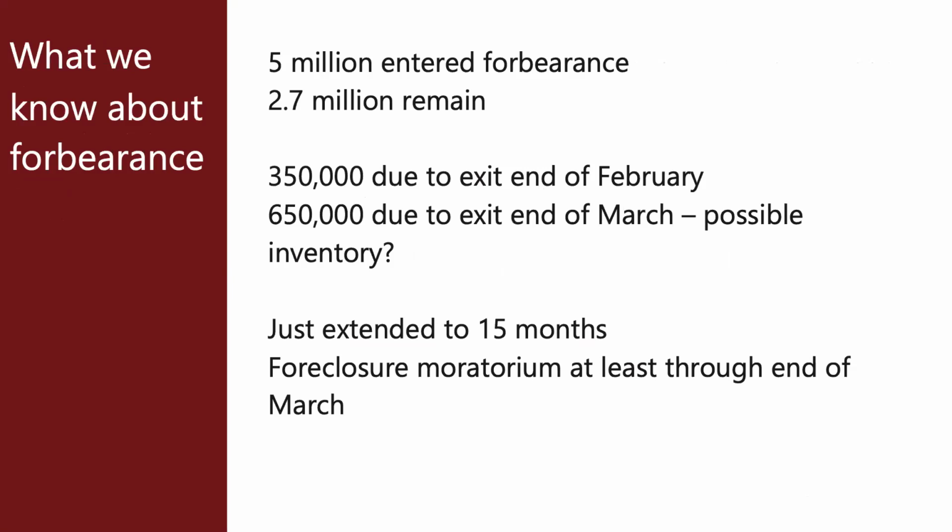Okay, so as I mentioned, 5 million went into forbearance. 2.7 million are still in that forbearance process right now. 350,000 are scheduled to exit forbearance at end of February, and another 650,000 due to exit end of March. It was just extended, though. That March deadline was all of a sudden 3 months out. And the foreclosure moratorium has been extended through at least the end of March for occupied homes. The only ones going through right now are unoccupied, vacant properties, et cetera. So it keeps extending. At some point, we've got to end it.